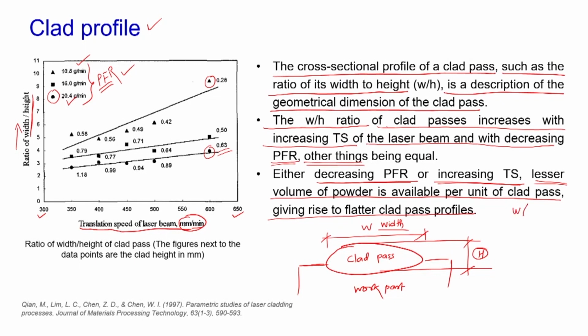So, this W by H ratio is dependent upon higher values of width. When low values of PFR are used, when a low volume of powder is available, we certainly get flatter clad profiles, and it is also related to increasing the translation speed. Low interaction time is also maintained, and that is why we get flatter beads as well.